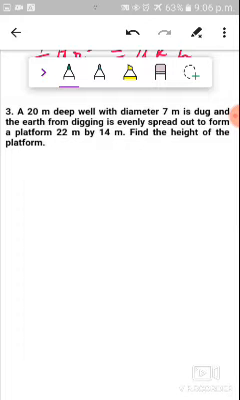So in question number 3 it is given that a 20-meter deep well. This is the depth of the well. It means we can assume that it is the height of the cylinder, because the well will be cylindrical, right? With diameter 7 meter is dug, and the earth from digging is evenly spread out to form a platform of 22 meter by 14 meter. Okay, so what we did, we are having a well.